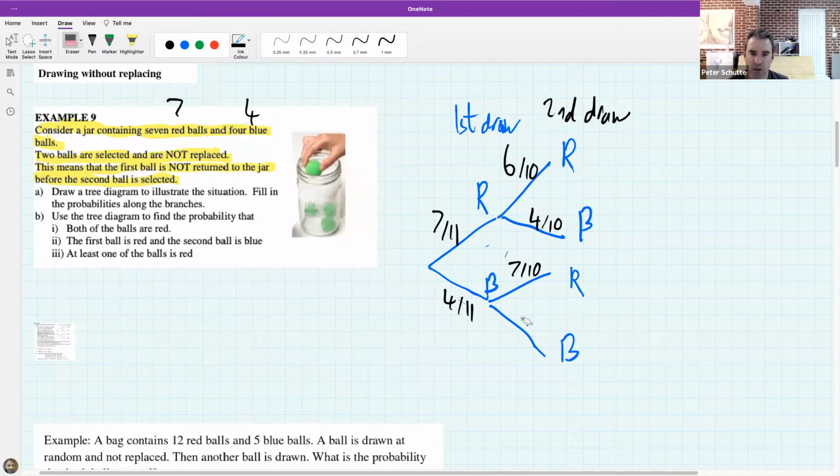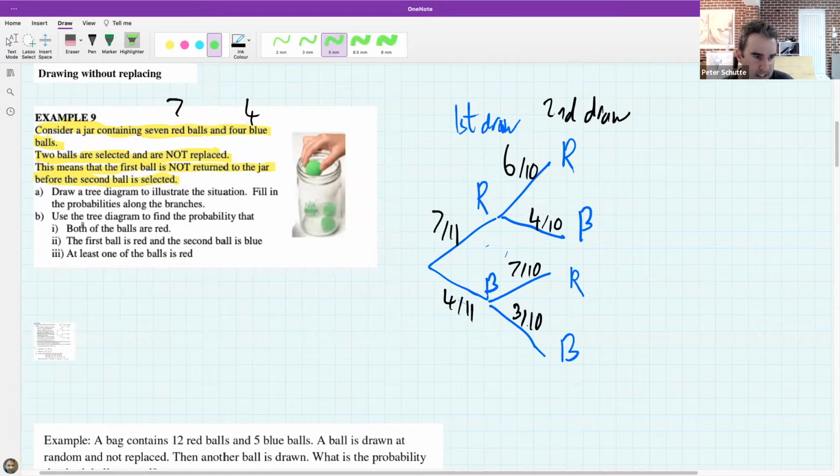So the good news is it's not actually that different to the other stuff you've been doing. It just means when you don't replace the second ball, you have to change the numbers on the second branch to adjust for that. However, when we get to calculating the probabilities, the good old tree diagram is still our friend. So let's try and do that now.